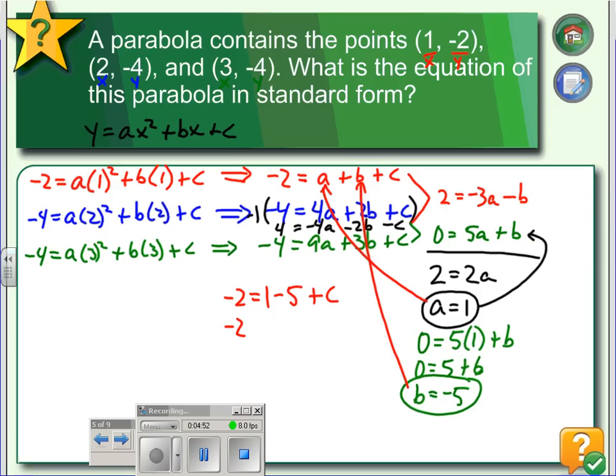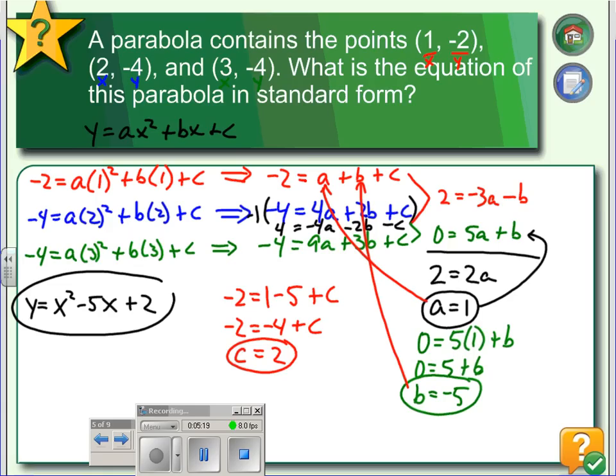1 minus 5 is negative 4. Adding 4 to each side, we get c equals 2. So now we have A, B, and C. So we can write our equation in standard form. Y equals 1 times x squared is just x squared. Negative 5 times x is negative 5x. And C is 2. So there is our equation.